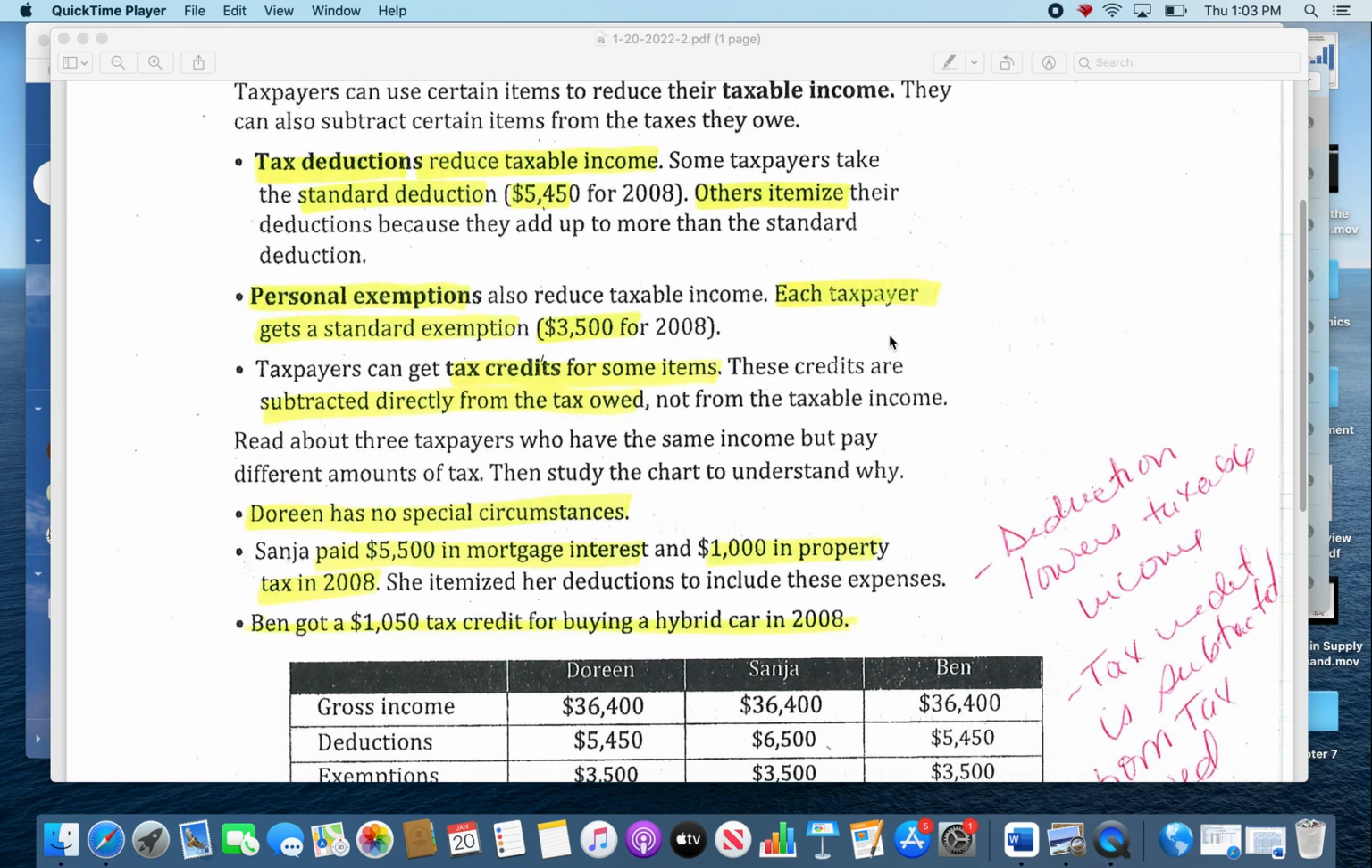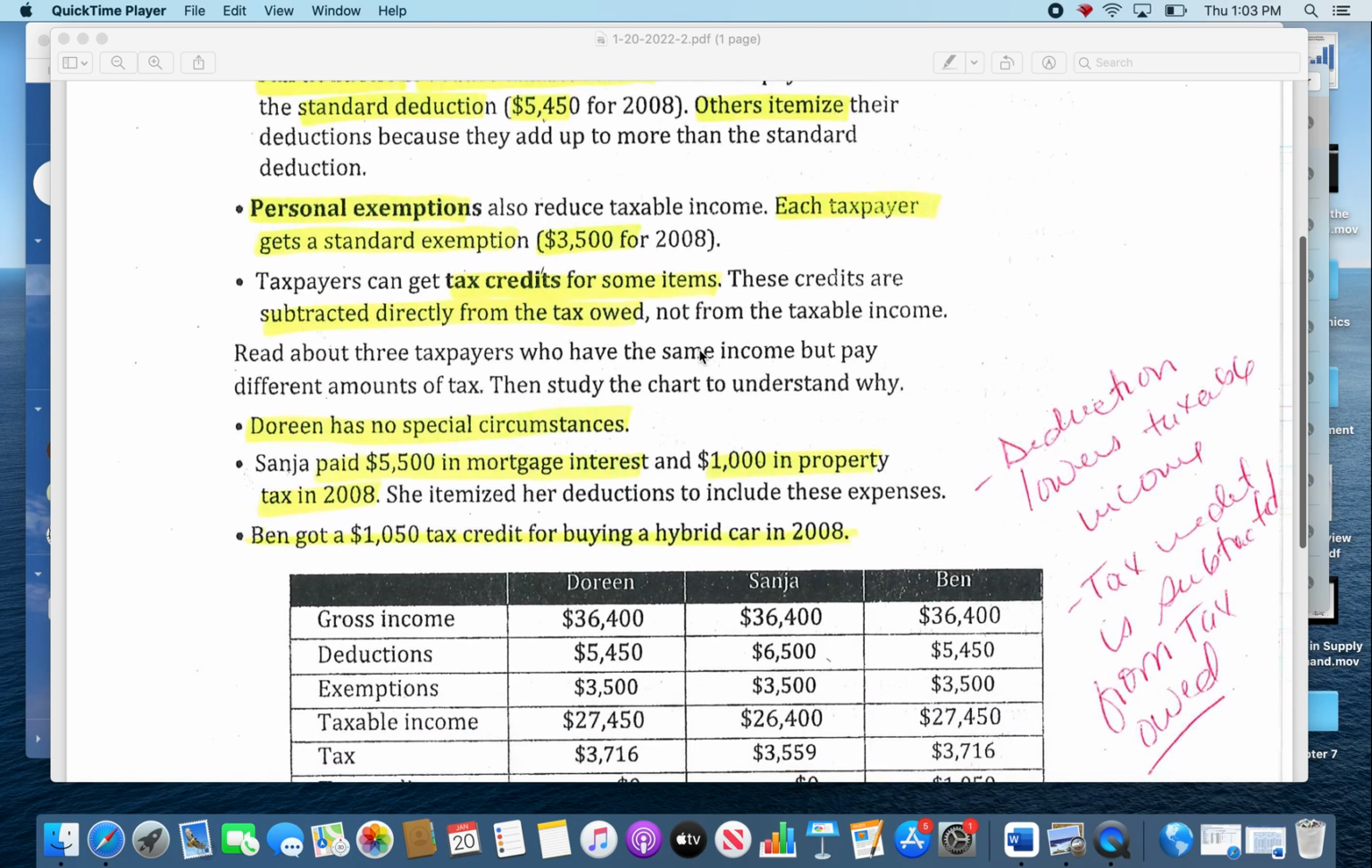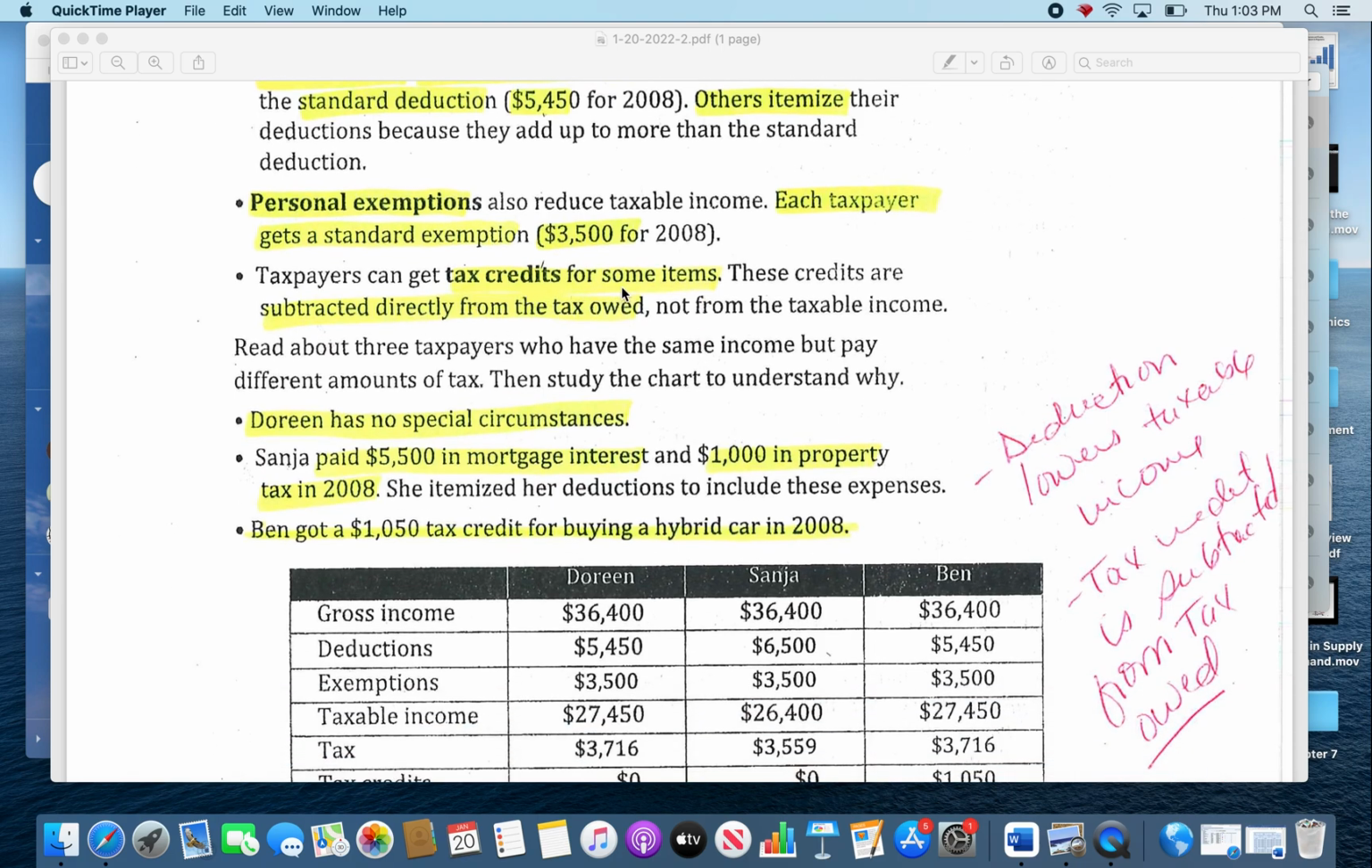Personal exemptions. So this is based on how many people are in your family. So if you only have one person that you are responsible for, your exemption is going to be $3,500. If you're married, this number gets bigger. If you have children, these numbers get bigger. And then taxpayer credits you get for some items. And typically it's something that the government really, really wants you to do. And so I know there's been interest in giving people huge tax credits for buying electric vehicles. The government is trying to encourage and incentivize people to do that, so they're going to give you a tax credit for that.